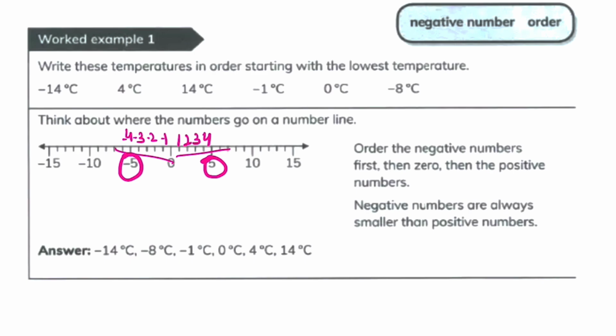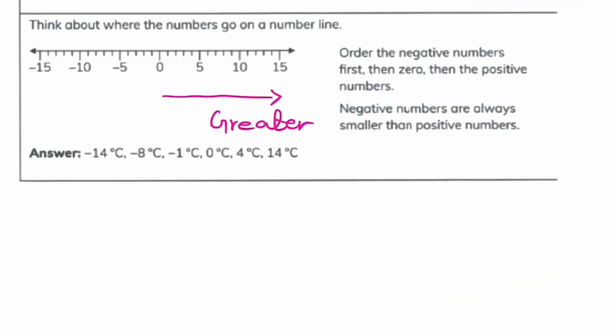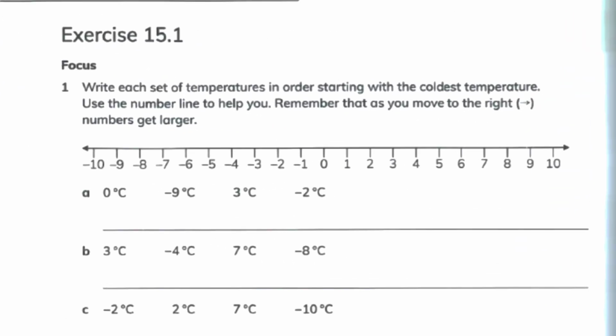Numbers on the right side are greater numbers. No matter what, if you see a number on the right side, it is greater than the number on the left side. Let's start exercise 15.1.